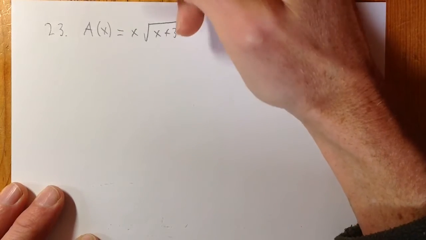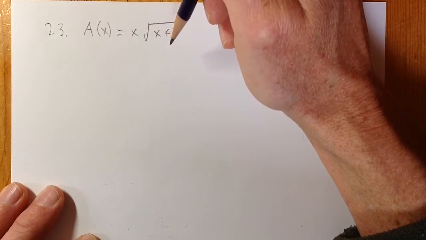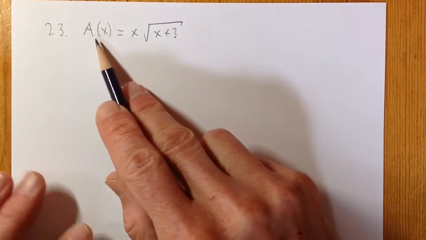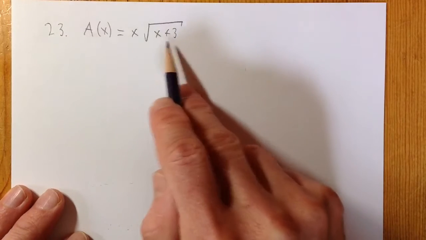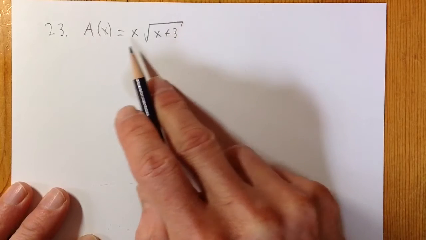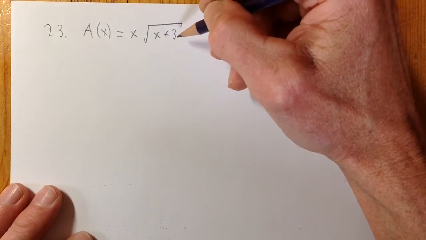Let's look at number 23, which is one of the trickier ones from the last homework. We have this function, x times the square root of x plus 3, and we want to graph it using calculus. How can we make a nice easy graph of this, showing all the important things just using calculus?